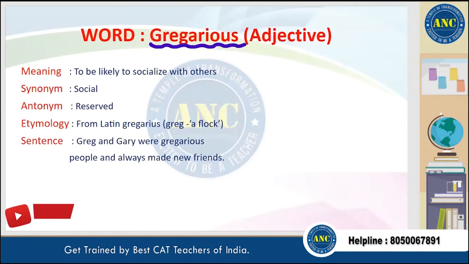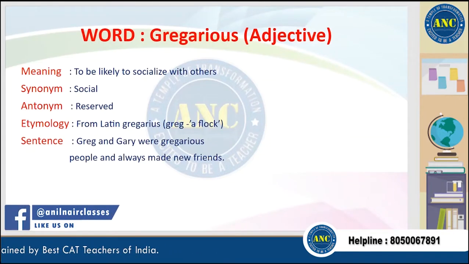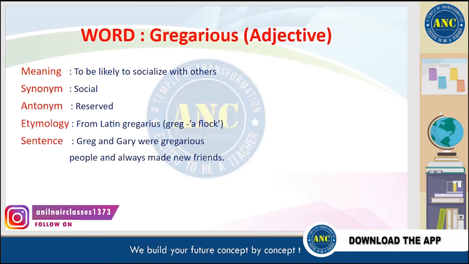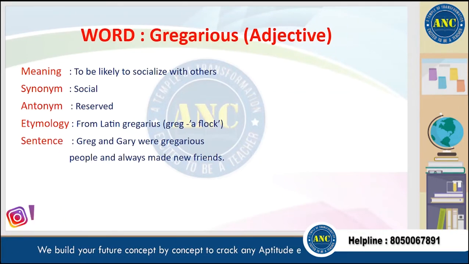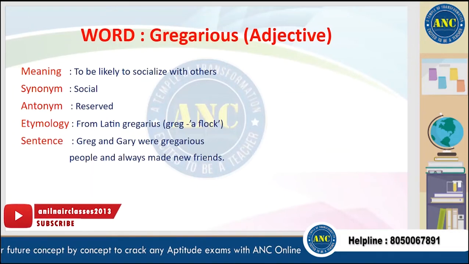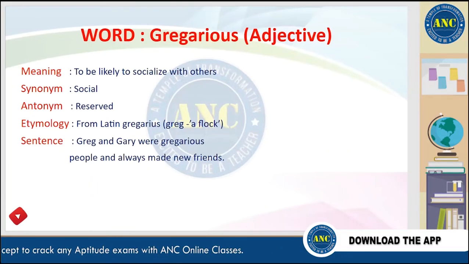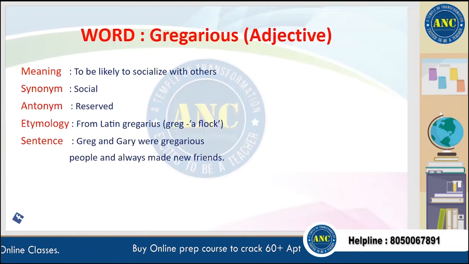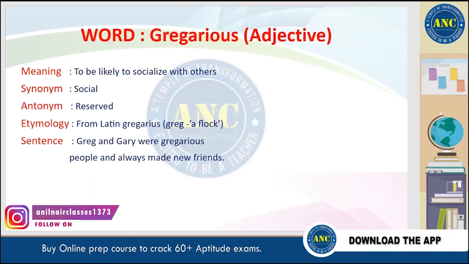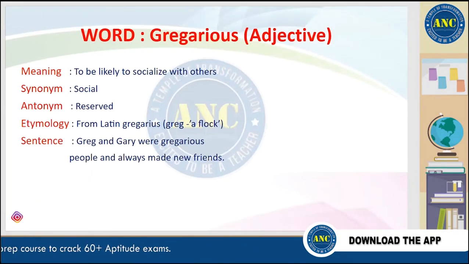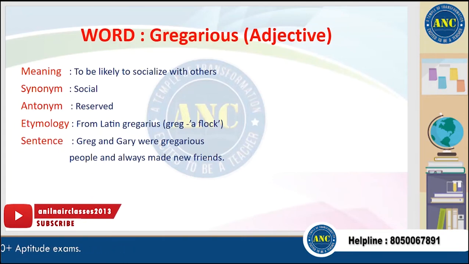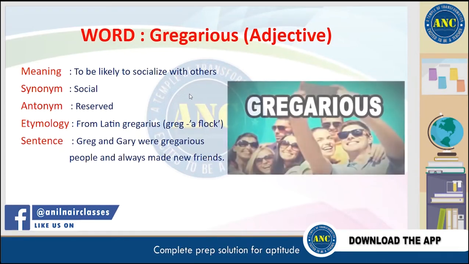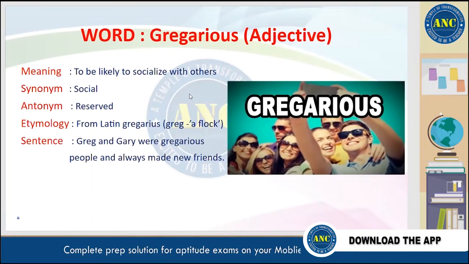Gregarious. Gregarious is an adjective, and it means to be likely to socialize with others. A synonym is social, an antonym is reserved. It is derived from the Latin gregarious, where greg means a flock. The way I remember this word is I split it into two things. So I have Greg and I have Gary, and they're two gregarious people and always make new friends. And that's a sentence that I use to remember this word. Moving on to the next one.